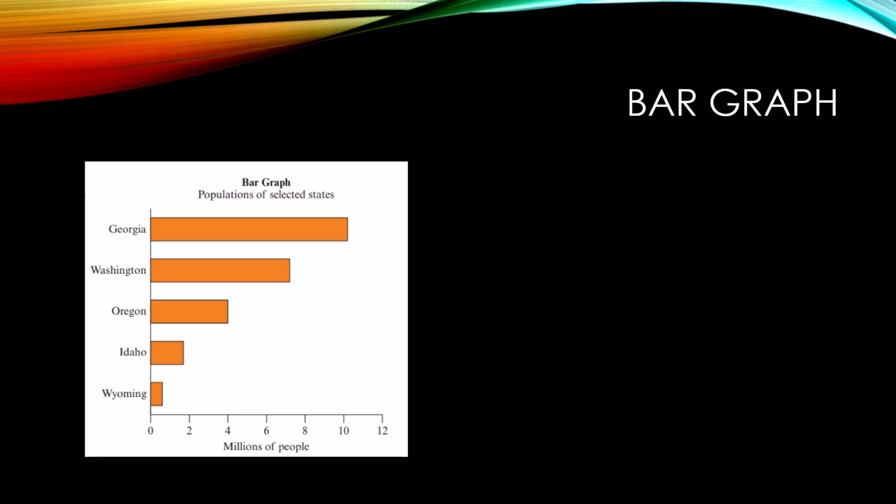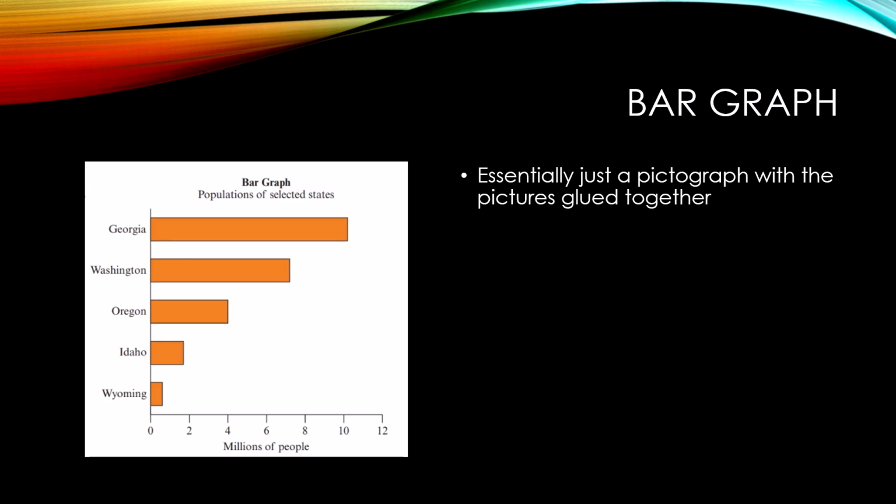Next, we have our bar graph. Now, in reality, a bar graph is just a pictograph with the pictures glued together. And it can be horizontal or vertical. So you'll see these horizontal ones a lot. One thing I really like about bar graphs is it's a little bit easier to get exact data, and they look a little more professional than a pictograph. Rarely am I going to use a pictograph in like a business presentation. I'd rather use a bar graph as it's a little more clear what is what.